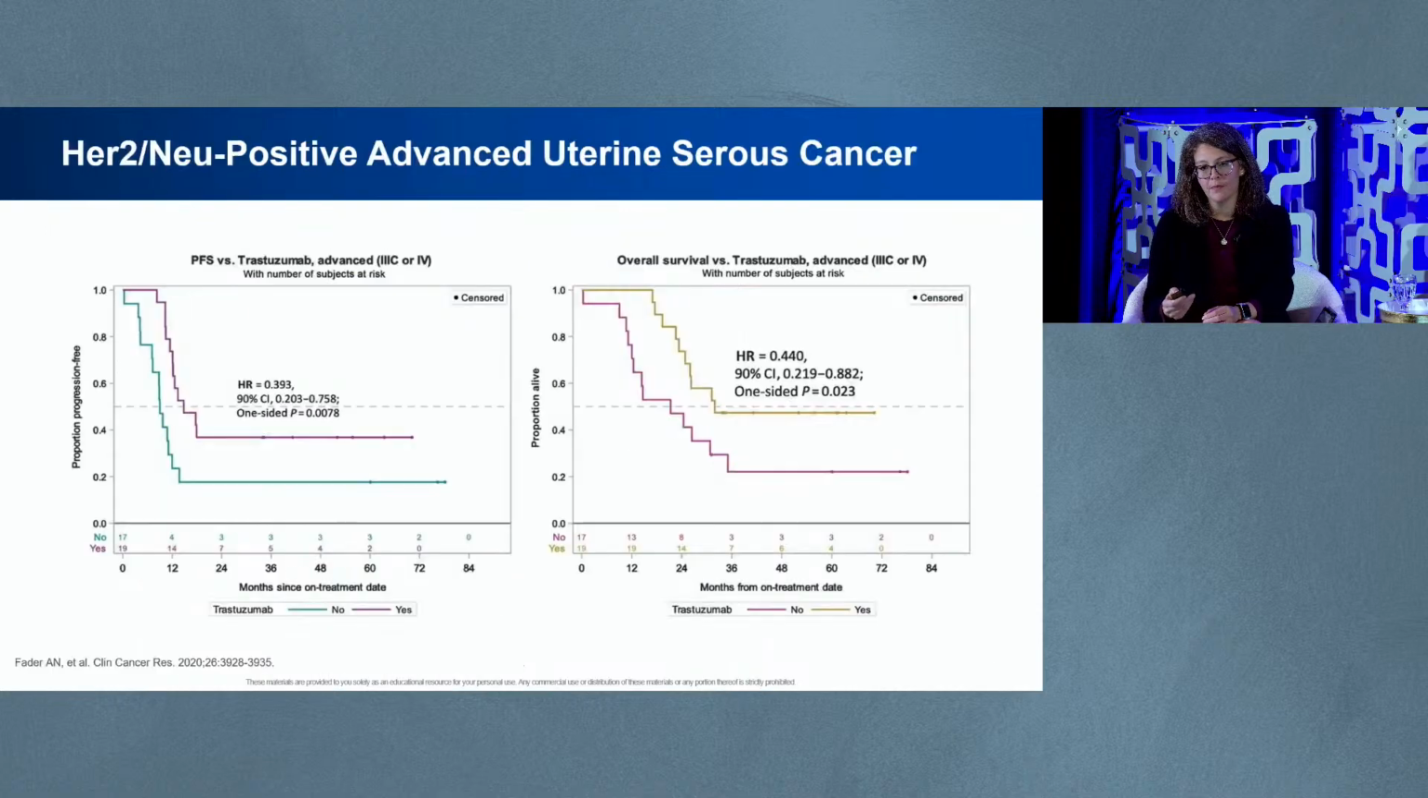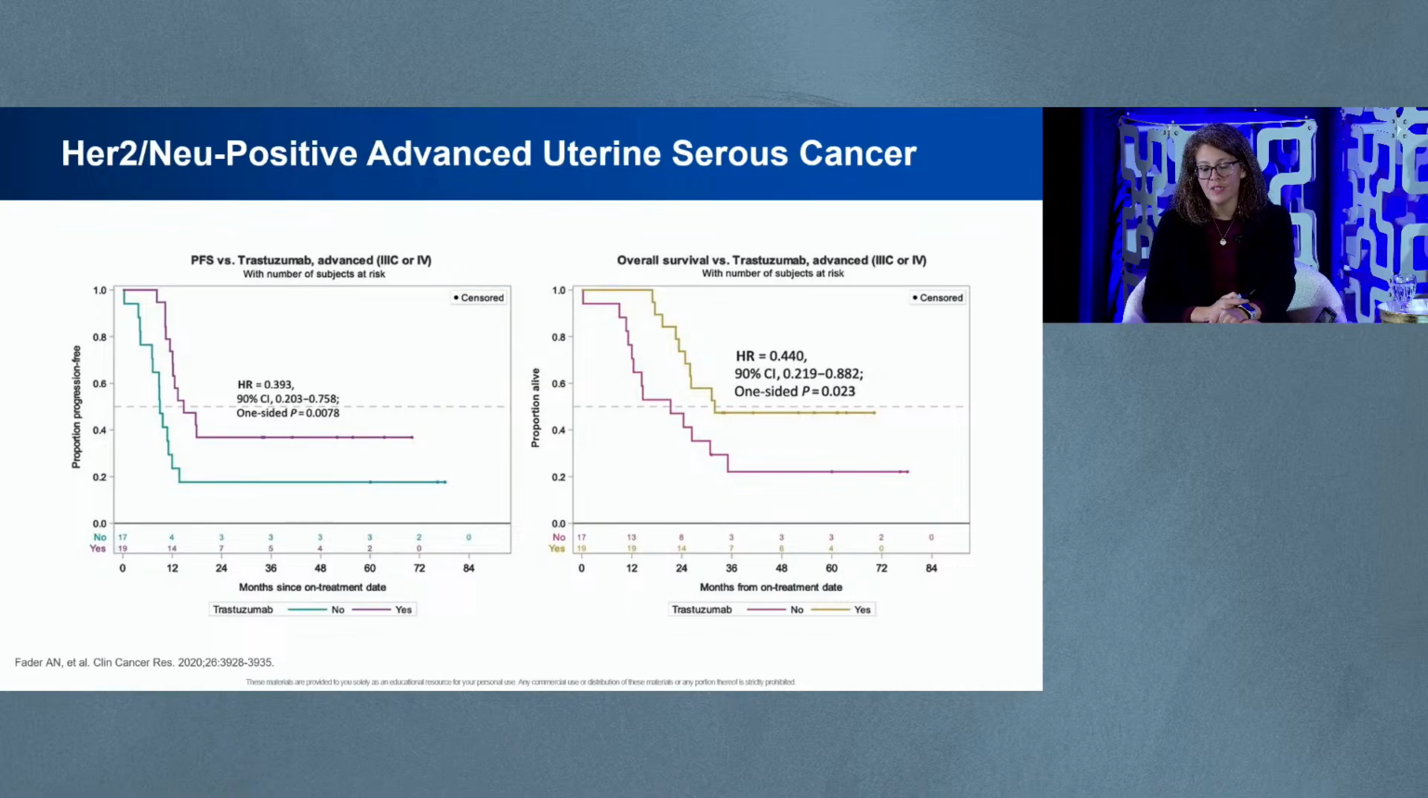A second scenario where the molecular testing up front can impact your treatment is in patients with advanced uterine serous cancers. This is a prospective randomized trial looking at patients that are HER2 positive. And in this particular study, the HER2 testing was using the breast classification. So immunohistochemistry, if it's 3+, they were considered positive. If they were 2+, they were considered equivocal, and you had reflex FISH testing. If that was positive, they were then eligible.